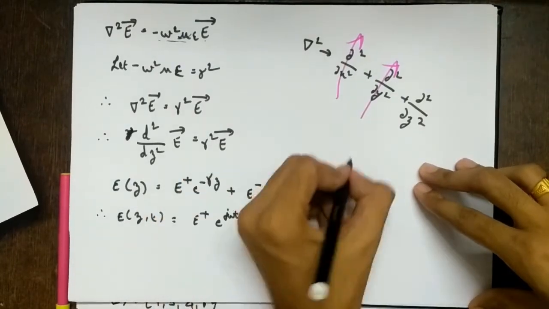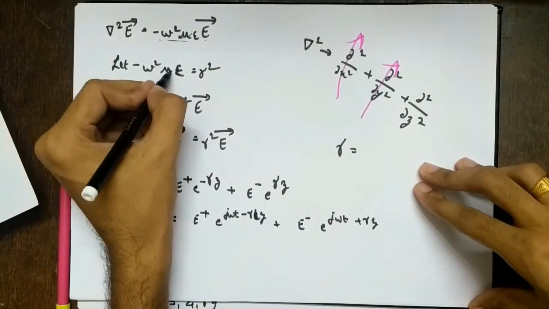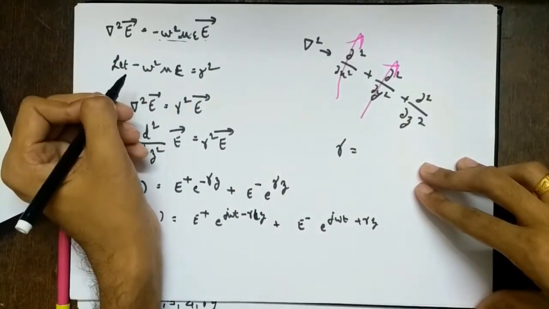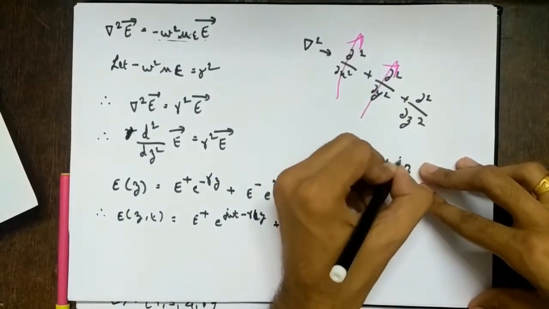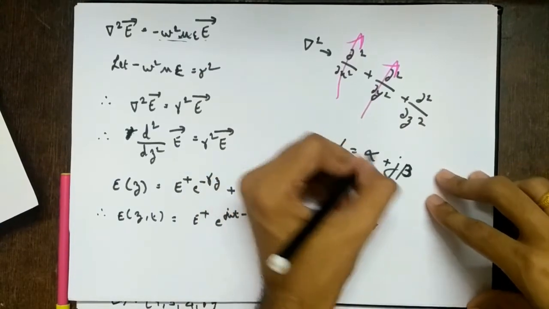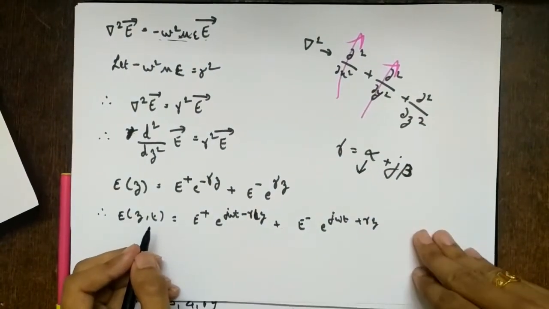And this gamma is usually a complex number. So you see this is minus omega square mu epsilon equal to gamma square. So what is gamma? Square root of minus omega square mu epsilon, right? So it is usually alpha plus j beta. In our case alpha is 0, right? So gamma is j beta, right? So I am writing in terms of beta.